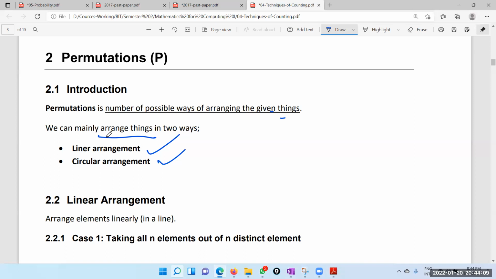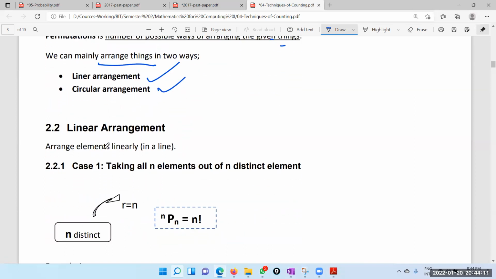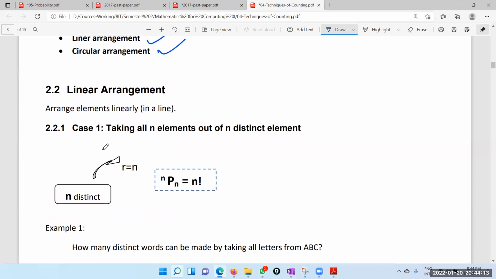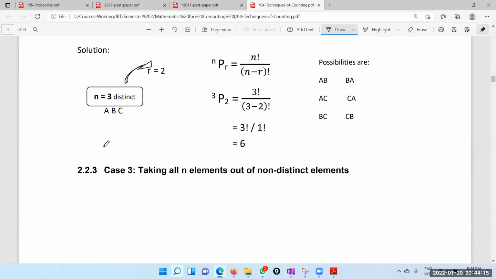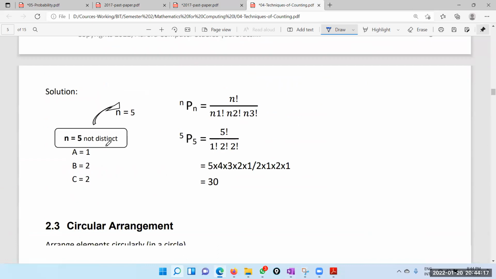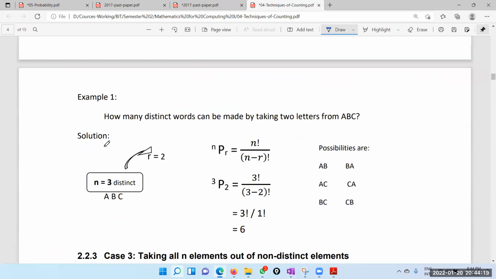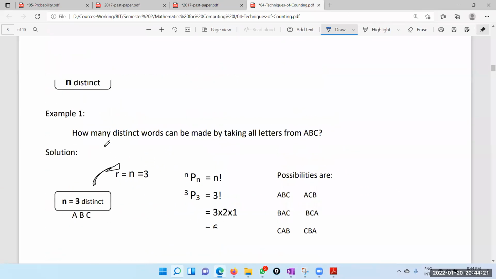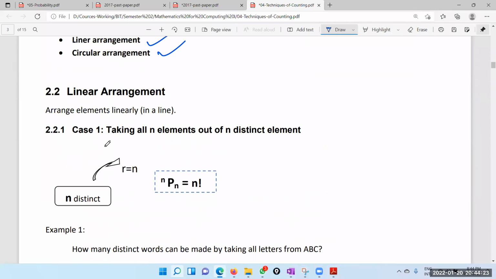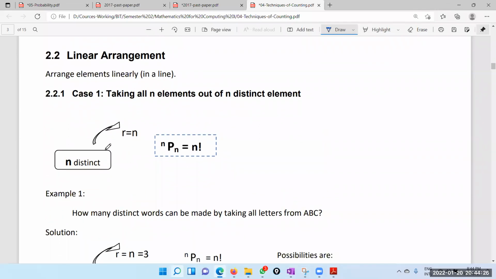So let's first discuss the linear arrangement, which is easier. We have subdivided it into a few cases: case 1, case 2, case 3. It's very important you subdivide like that. Otherwise, you are going to mess it up.